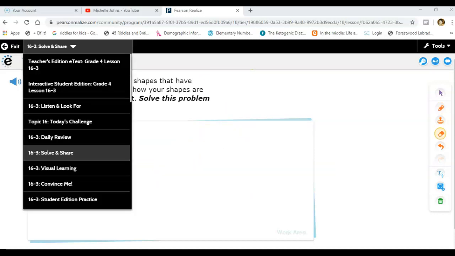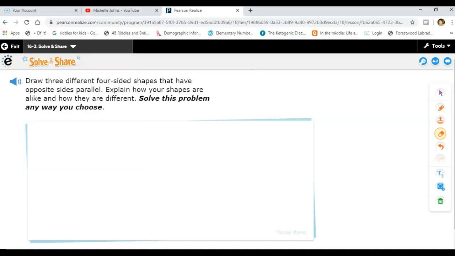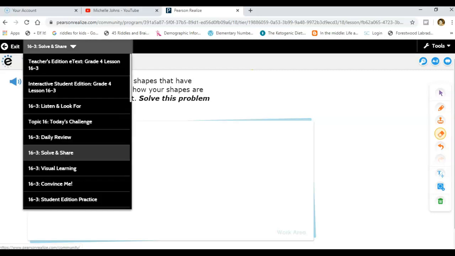Okay, let's go on to some visual learning. So flip your page over, and now you're going to be looking at page 594 because this is going to go with the solve and share. Okay, ready, set, go. Not solve and share, sorry, visual learning.